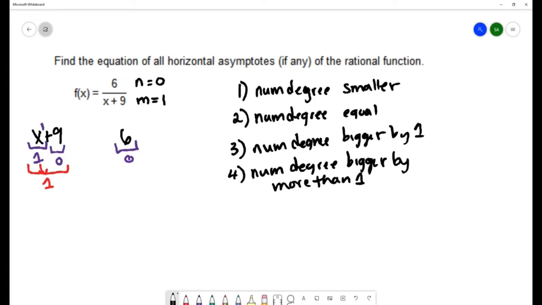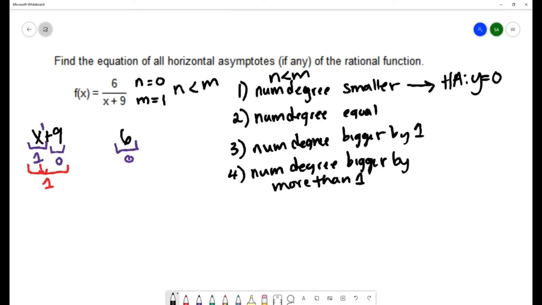So we can see here that the numerator degree is smaller than the degree of the denominator. So n is less than m in this case, and that's usually how we label this with symbols instead of words. The degree of the numerator is smaller than the degree of the denominator. So our function is in that first case, and what we do is we memorize that in that first case the horizontal asymptote will be y equals 0.